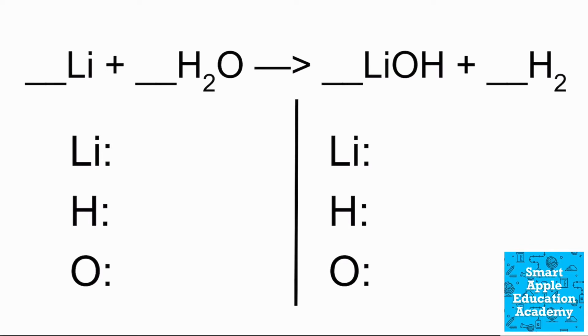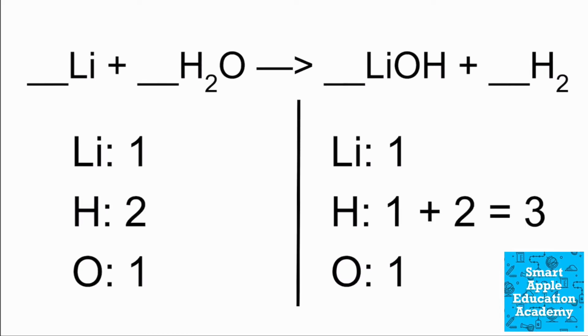Now we're going to put down how many of each element we have both on the left side and the right side. How do we do that? Well, we can look at the subscript of each element. Let's look at the left side of the screen. For lithium, there is no apparent subscript attached to lithium, so we can assume that there is one lithium. For hydrogen, the subscript is 2, so there are 2 hydrogens. And for oxygen, there is no apparent subscript, so we can assume that there is 1 oxygen.